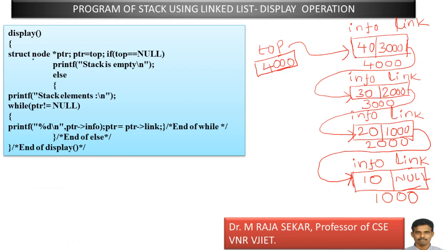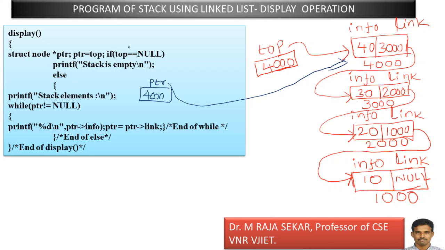How will it be? Just say struct node star ptr equal to top. What does it mean? Your ptr equal to top. What is your top value? Your top value is 4000. Automatically ptr will point to the node whose address is 4000, isn't it? Yes, ptr equal to 4000. Yes, correct. Now, where can I go?